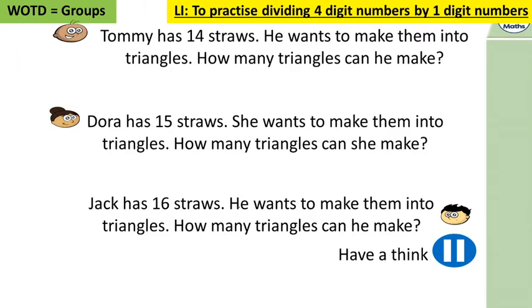Okay, so very similar questions here. Tommy has 14 straws. He wants to make them into triangles. How many triangles can he make? Dora has 15 straws. She wants to make them into triangles. How many triangles can she make? And Jack has 16 straws. He wants to make them into triangles. How many triangles can he make? So have a think about those. Have a think about how you answer them. Can you use your last answer from the question on the slide before? You might want to rewind a little bit. Or do you need to do something else? So have a pause, have a think about that, and then we'll go through the questions.